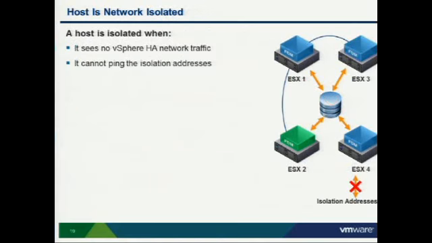So let's look at the third failure. A host becomes isolated. The criteria for an isolated host is it does not observe any HA management network traffic, and it cannot ping its isolation addresses. That's the case for host 4 in the example here. This criteria is the same as in earlier releases.